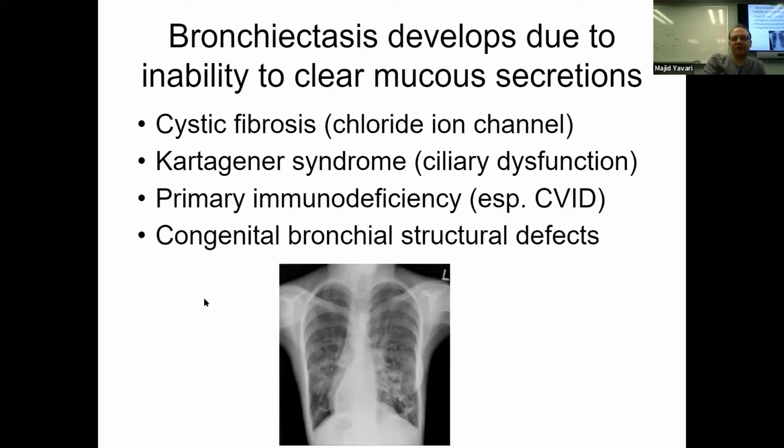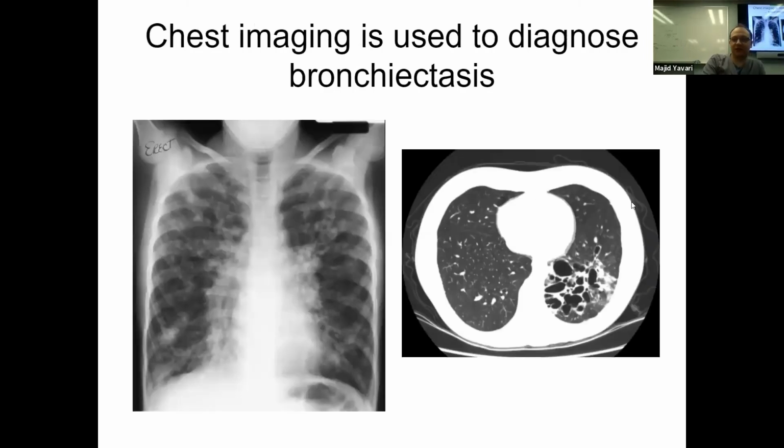And then in the peds population, there are a lot of congenital structural defects, and many times they'll do surgery early in life just to take this part of the lung out, because if you grow up with bronchiectatic lung looking like this, you're going to have pneumonia all the time, and that's bad.